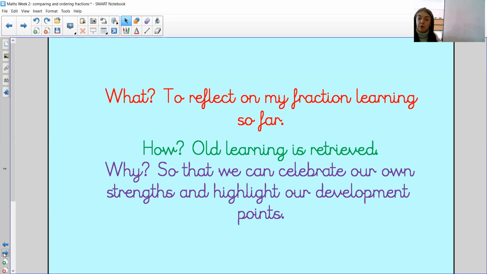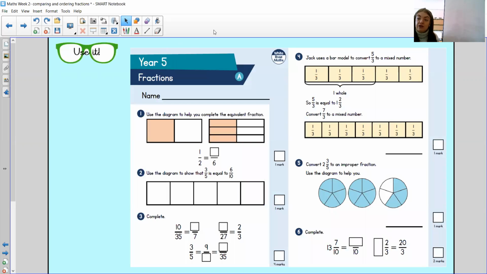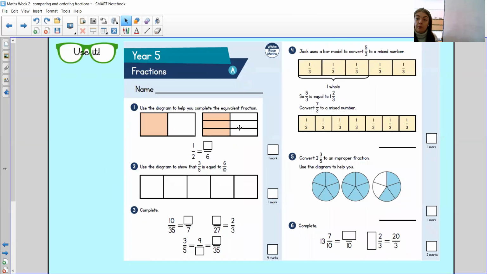So hopefully this little pause lesson will give us a chance to reflect on that. So what we're going to do today, you will find this on your timetable for today if you are wanting to print it off or wanting to see it a little bit clearer. And it's simply our White Rose little pause lessons.